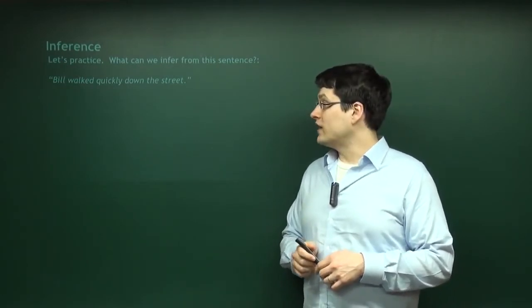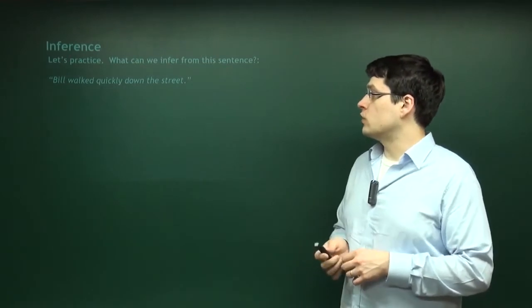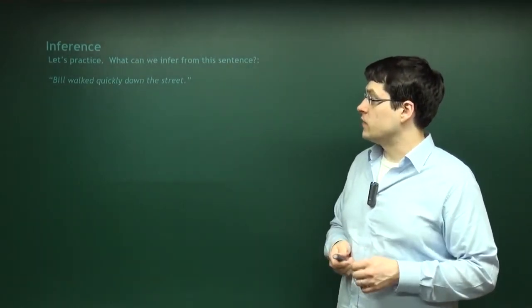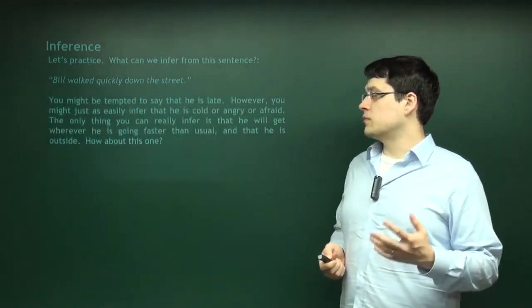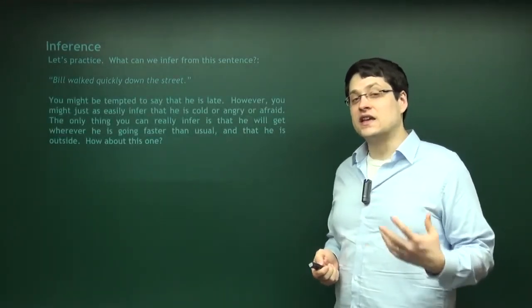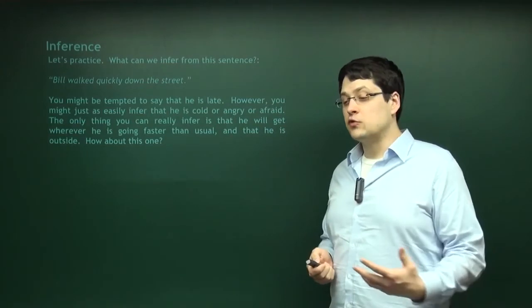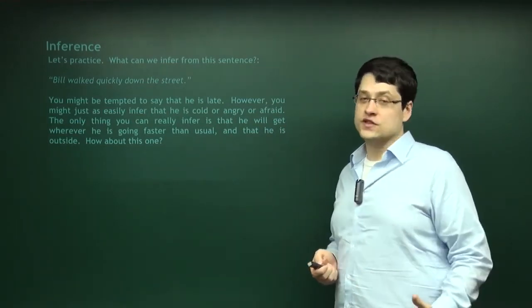Okay, what can we surmise? What can we infer? What can we tell from this amount of information about Bill walking quickly down the street? Well, you might be tempted to say that he's late, right? People usually hurry when they're late for something.